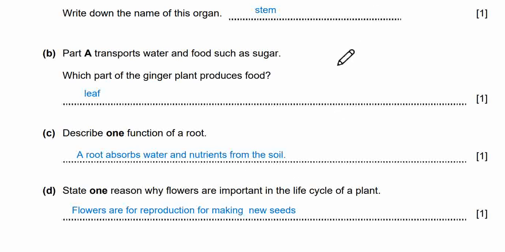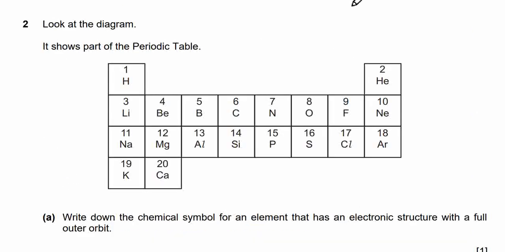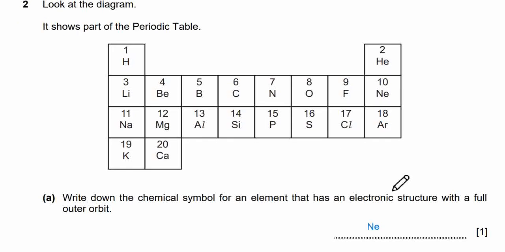Well, let's move on to the next. So this is the answer for 1A, B, C, and D. Question 2. Look at the diagram. It shows part of the periodic table. Write down the chemical symbol for an element that has an electronic structure with a full outer orbit. As we know, a full outer orbit is for the noble gases group. So this group: helium, neon, argon. So we just type down one of these elements and it shall be correct. So in here we type neon.